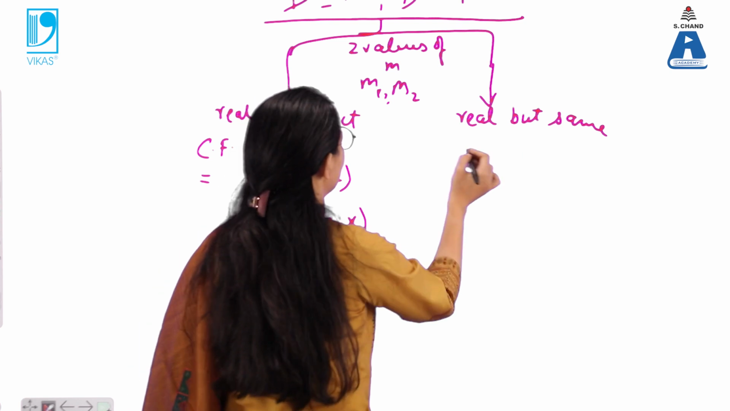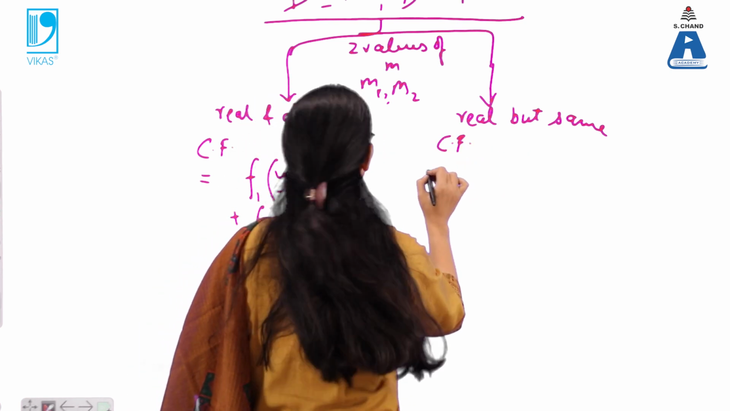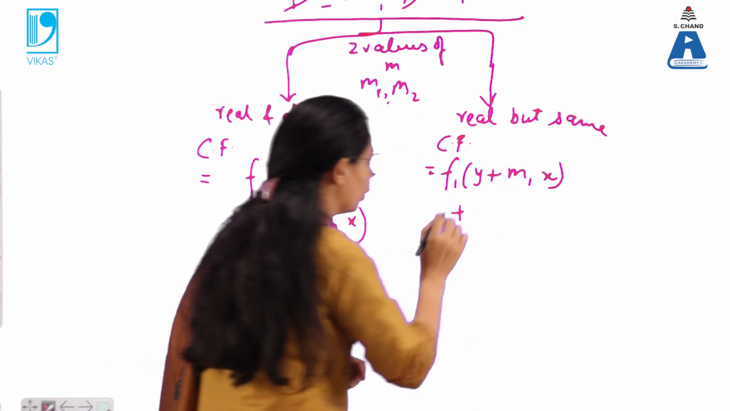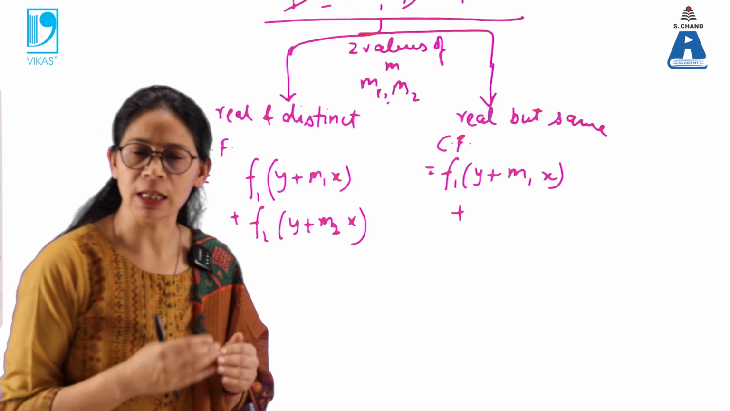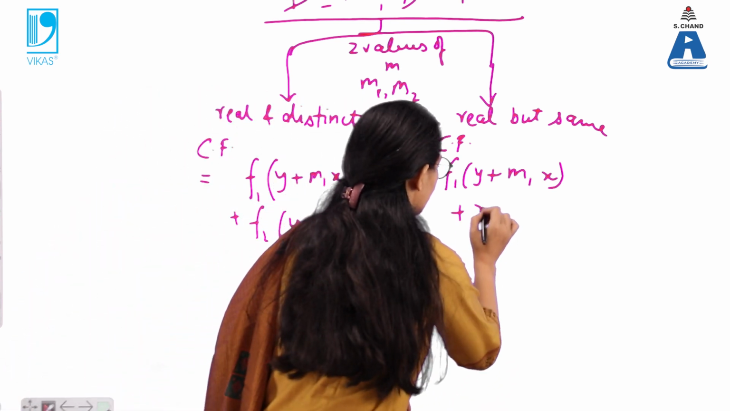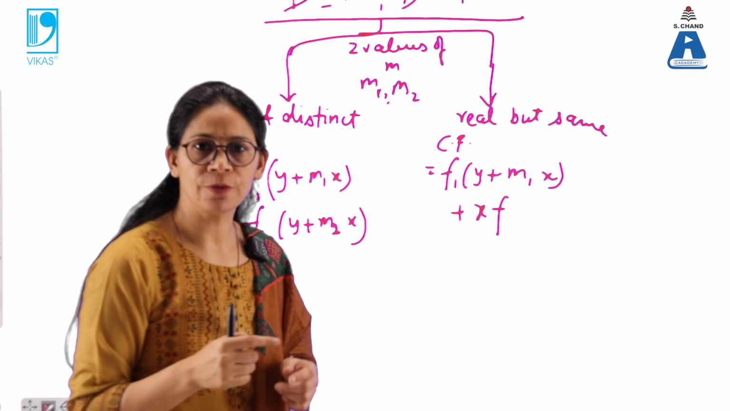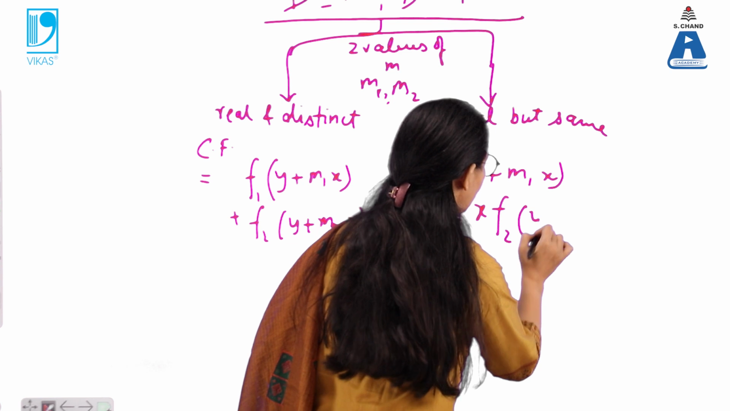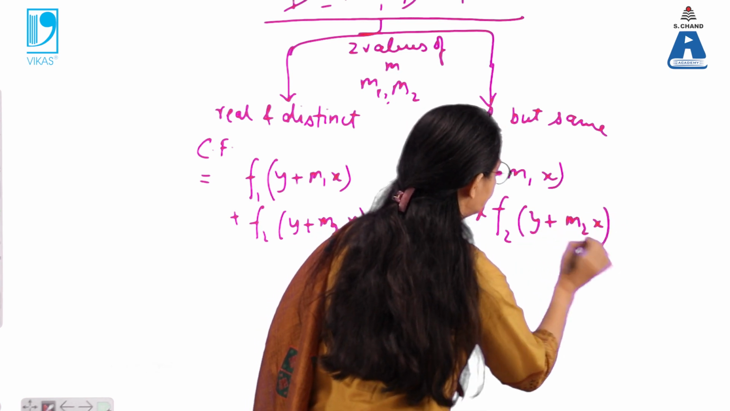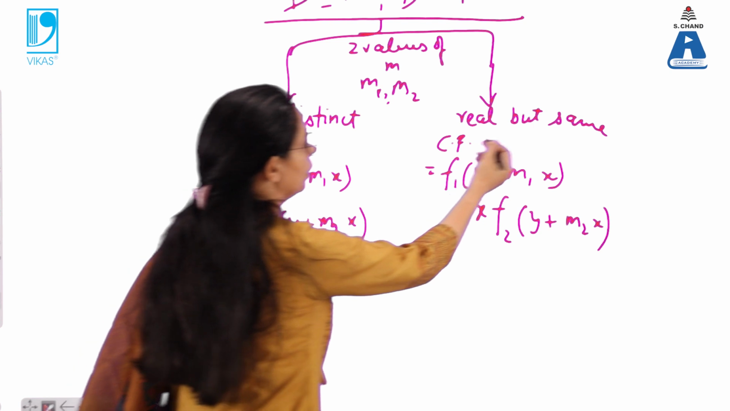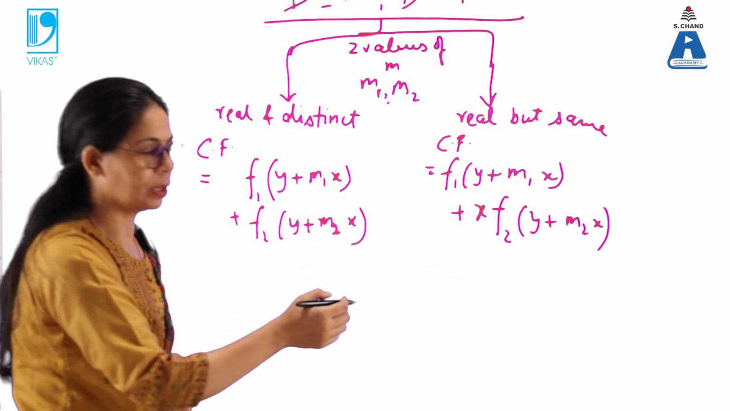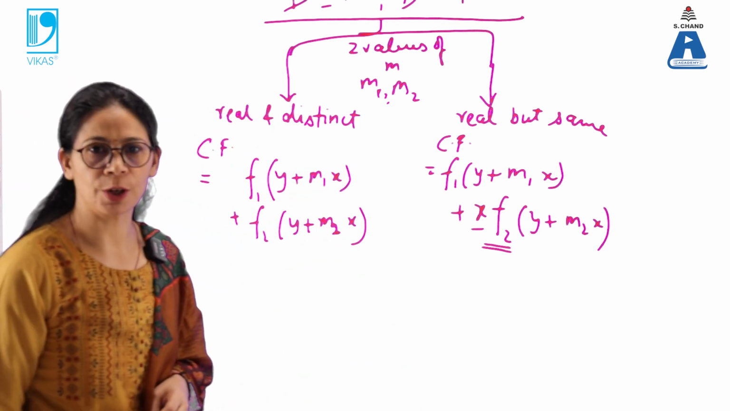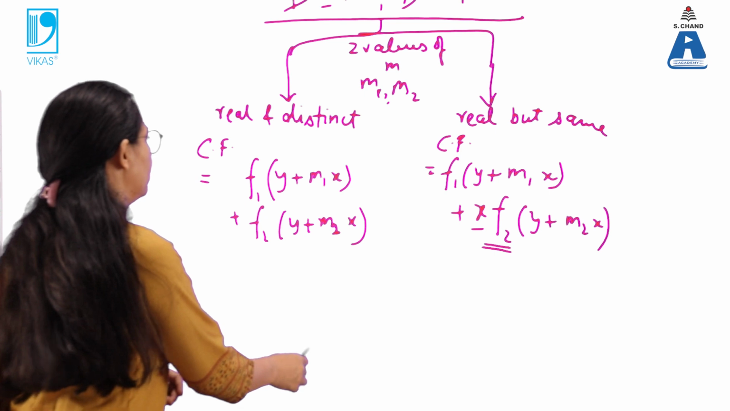If they are real but same, then the complementary function will be written as F1(y plus m1x), and since we would like to find out the linearly independent solutions, in the lines of the solution for the ordinary differential equation, we will be writing down the complementary function here, F2(y plus m1x) multiplied by x. So when both the values are real but same, this x will be multiplied with this second function. That is how the complementary function will be used. We will take a few examples to make it more clear.